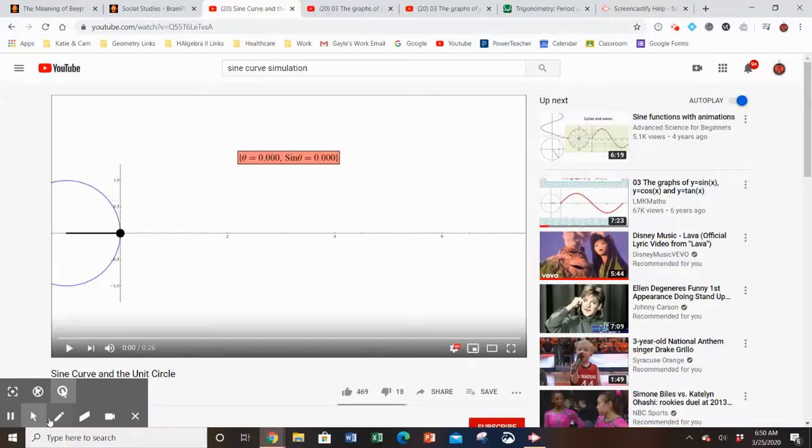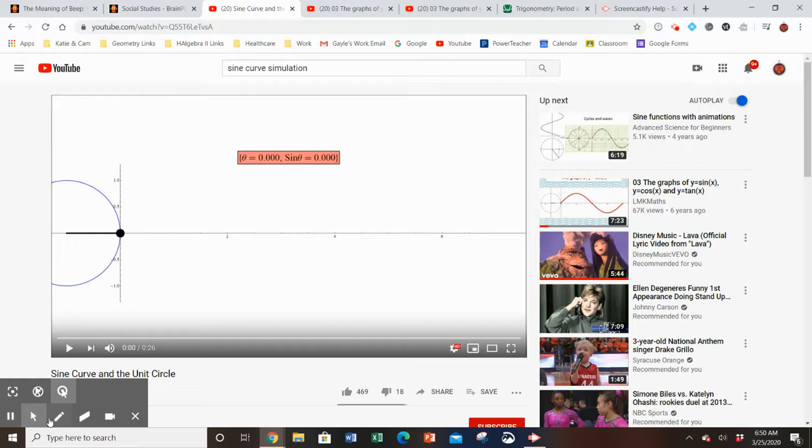Hi everybody. Today we're going to look at the graphs of a sine curve, a cosine curve, and I will show you real quick a tangent curve. When you are looking at these graphs, you are looking at the angle in radians as your input, and the output would either be the sine, the cosine, or the tangent of that particular angle.